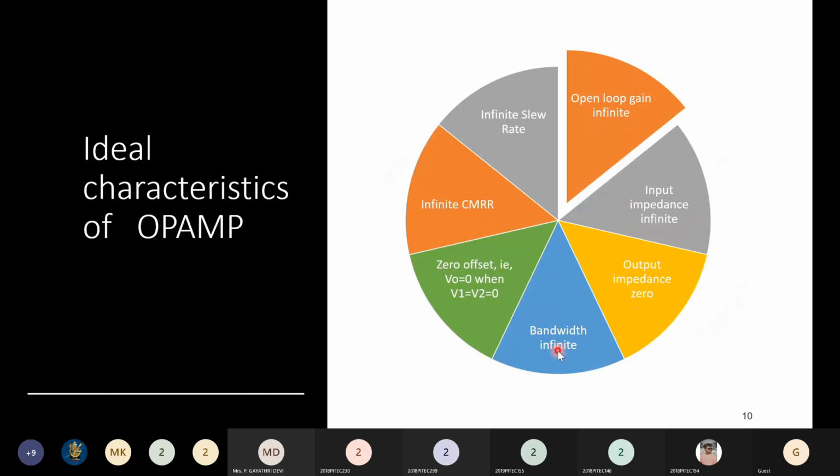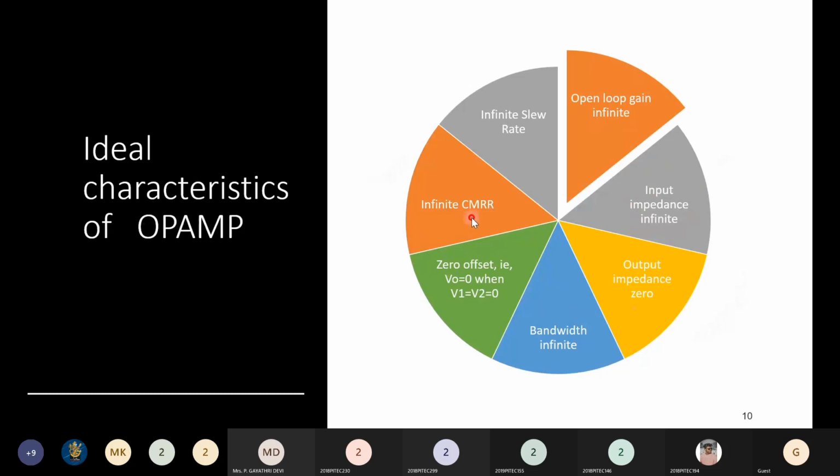Bandwidth is infinite, from f equal to 0 to f equal to infinity. I'll have a constant gain, so it is infinite bandwidth. Zero offset, there will not be any offset voltage. It means when my input is 0, output will be 0. Offset is made 0 here. And CMRR is very high. Ideally speaking, it is infinity. CMRR is the common mode rejection ratio, which is differential gain by common mode gain. So this CMRR ratio will also be infinity for an op amp. So these are ideal characteristics.